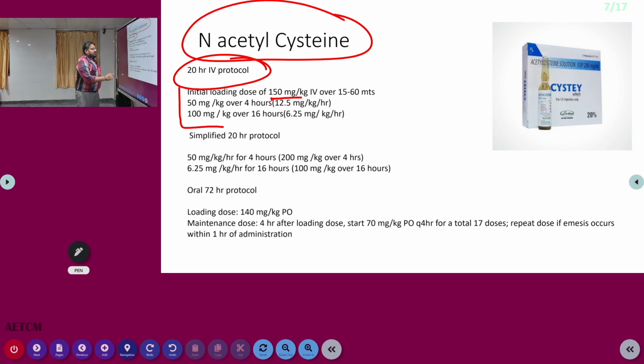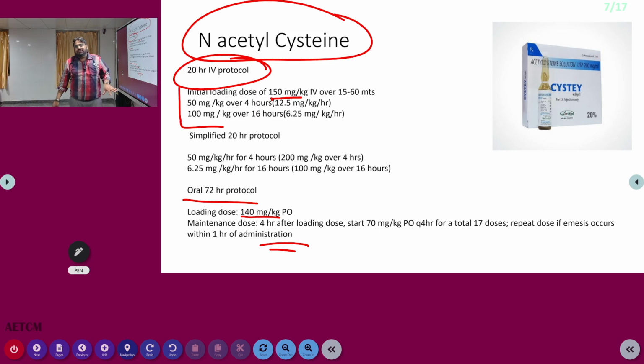Also there is an oral regimen that you need to remember: a loading dose of 140 milligram per kilogram orally, and then a maintenance dose 4 hours after the loading dose. You have to give at least 17 doses. If the patient is vomiting, you have to repeat the dose after 1 hour. That is the most important thing that you need to remember. So N-acetylcysteine is the most important antidote.